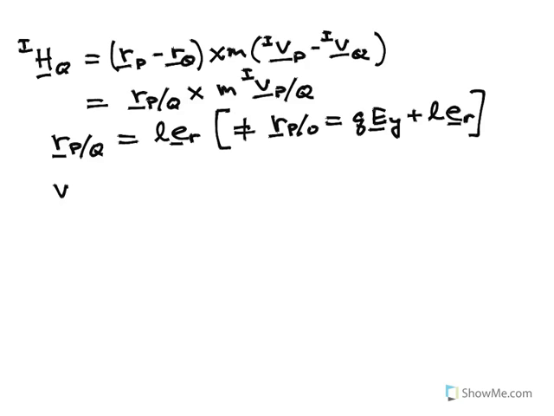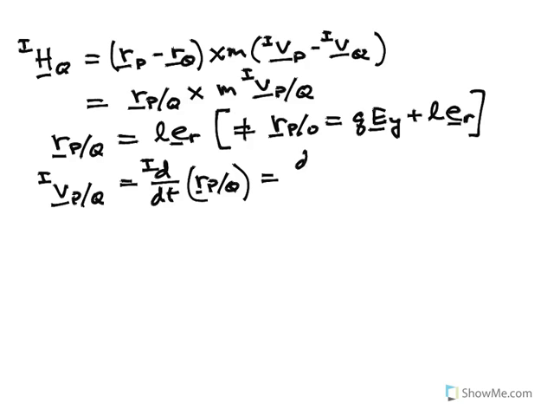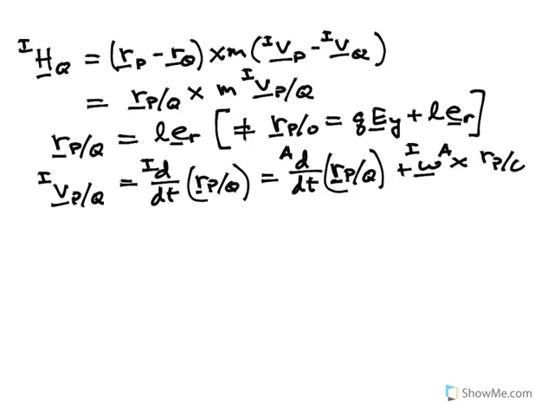Now the velocity of P relative to Q in I is equal to the rate of change in I of the position of P relative to Q. But because the position of P relative to Q is expressed in a coordinate system fixed in A, that's equal to the rate of change in A of the position of P relative to Q plus the angular velocity of A and I crossed with the position of P relative to Q.